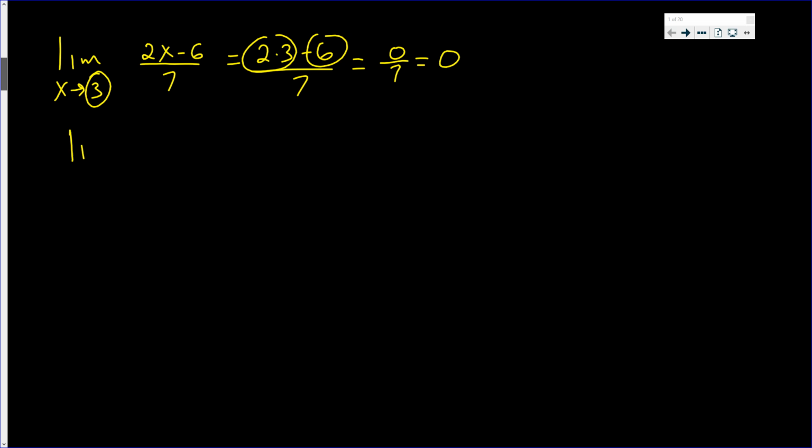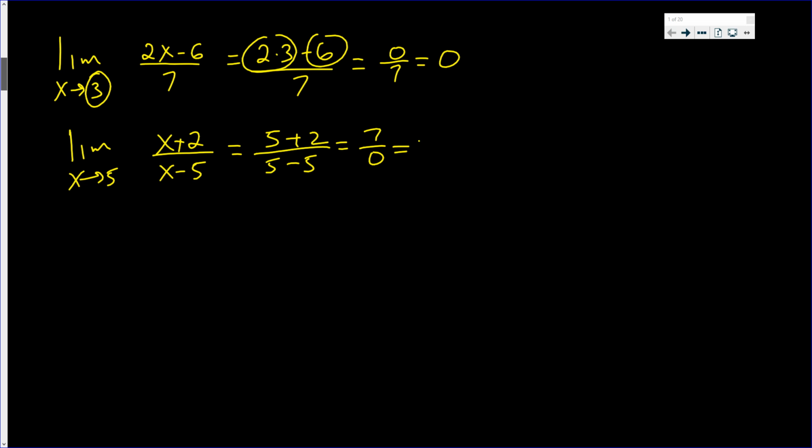Now, if you have the limit as x goes to 5 of x plus 2 over x minus 5, you directly substitute 5 for x, so 5 plus 2 over 5 minus 5. I get 7 over 0. The only difference is I'm not done here. I just have to write undefined, and then I'm done. That's the answer. This here is not the answer. Just say 7 over 0 is undefined.